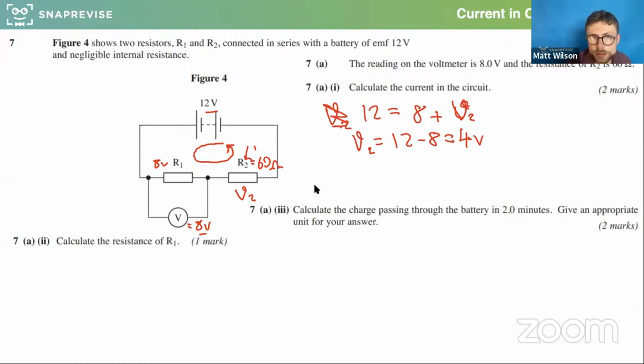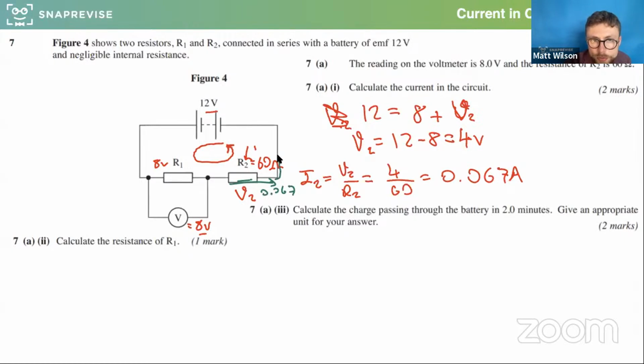This is great news because the current through resistor 2 is going to be the voltage across resistor 2 divided by the resistance of resistor 2. That's Ohm's law. We know this is 4 volts and we know this is 60 ohms, so altogether that's approximately 0.067 amps. And that's great because the current through here is going to be the same everywhere around this circuit. That's what they're asking for, the current in the circuit. It's the same everywhere.